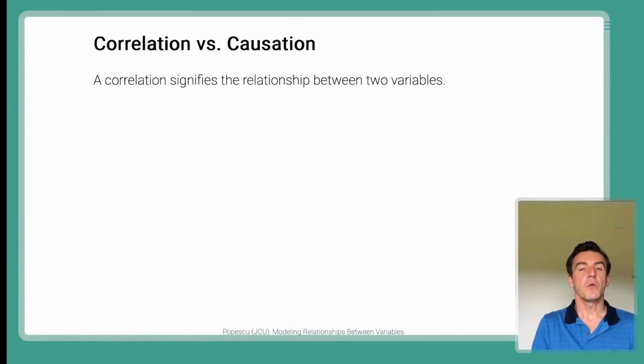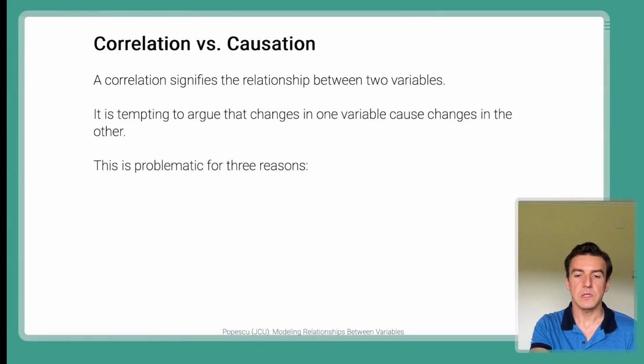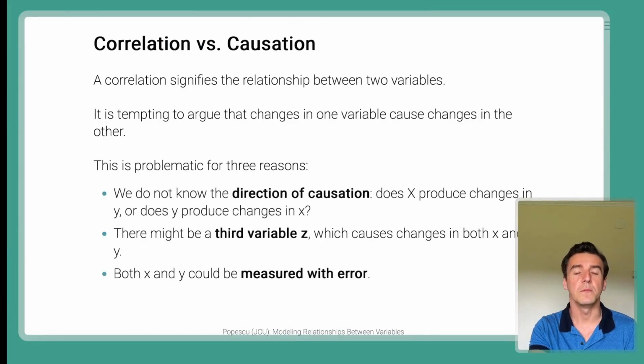Okay, it's important to note that just because two variables are positively or negatively correlated, that doesn't mean that they're also causally related. It might be tempting to say that, yes, increases in one variable cause increases or decreases in another variable, but this is problematic for three important reasons. One, we do not know the direction of causation. We do not know whether it's X that produces changes in Y. It could also be the case that Y also affects X. This is called reverse causality.